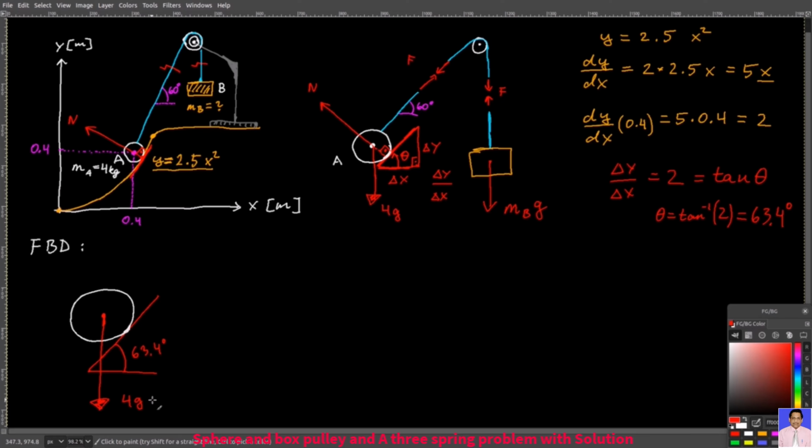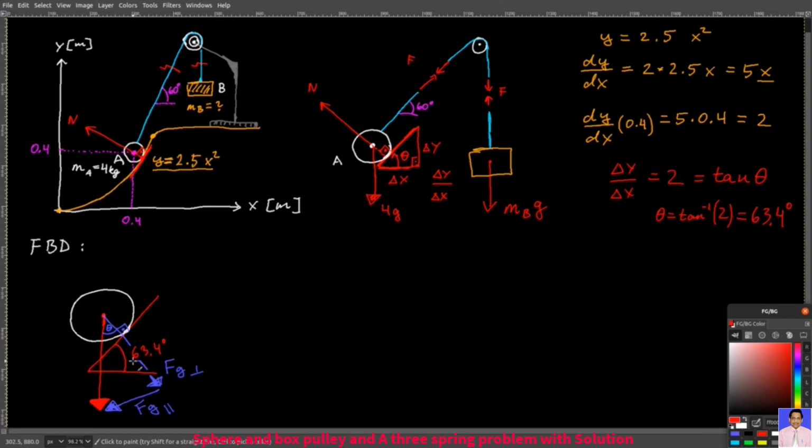This is your 4g. But what I would like to do, I would like to decompose it perpendicular and parallel to the surface on which that sphere rests. So let me call this one FG perpendicular, because it's perpendicular to this line. And this one, let it be FG parallel, because it's parallel to this line. And so this angle here, it's also your theta. It's also 63.4 degrees.